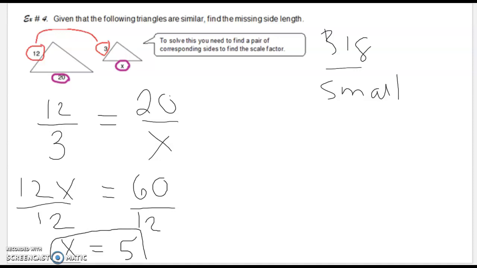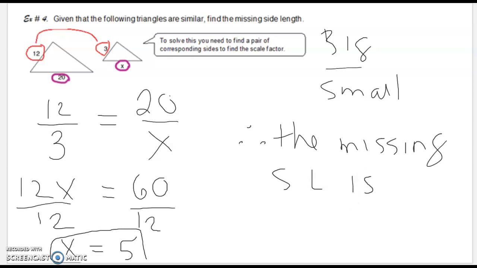And now, because it's a word problem, you have to end with a therefore statement. So it says, given that the following triangles are similar, find the missing side length. So therefore, the missing side length, I'm just going to call it SL, is 5 units long.